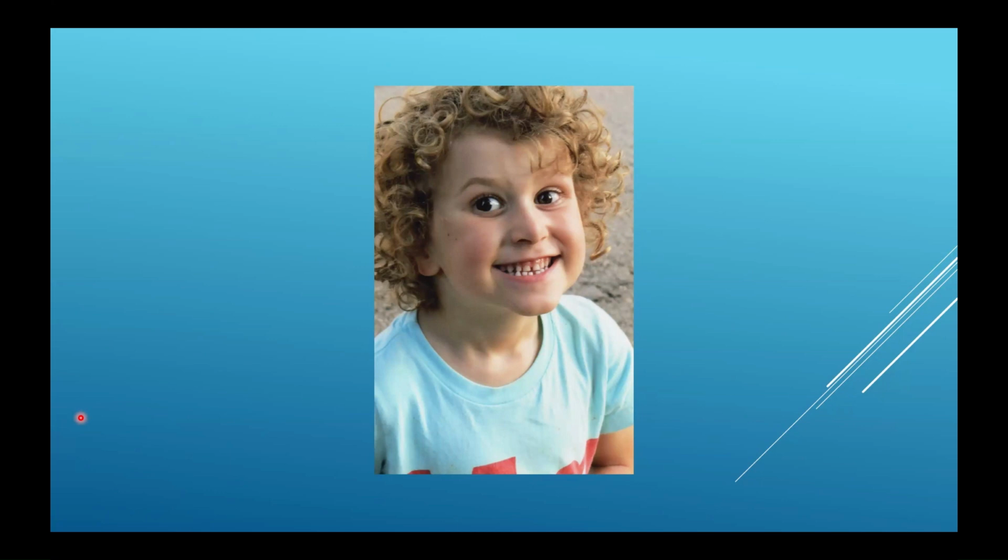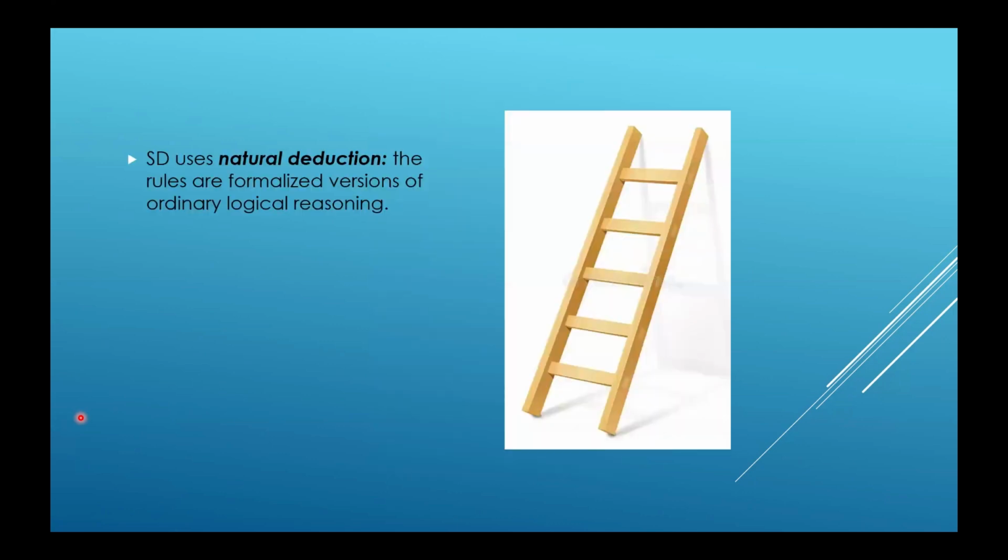This is Milo. He is 3.5 years old. Milo is going to help us learn about SD. See, SD uses natural deduction, like we said in the last video. So the rules are formalized versions of logical reasoning in ordinary language. And some of these rules correspond very closely to inferences that you will find people making explicitly in ordinary reasoning.